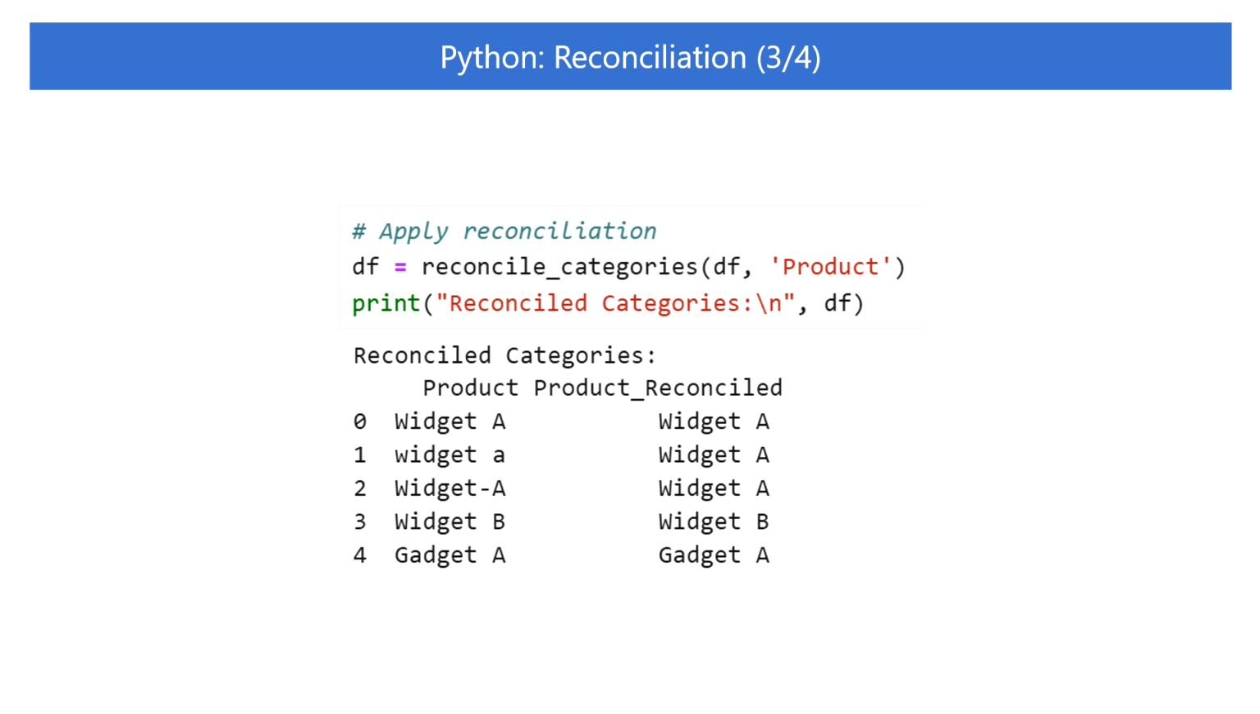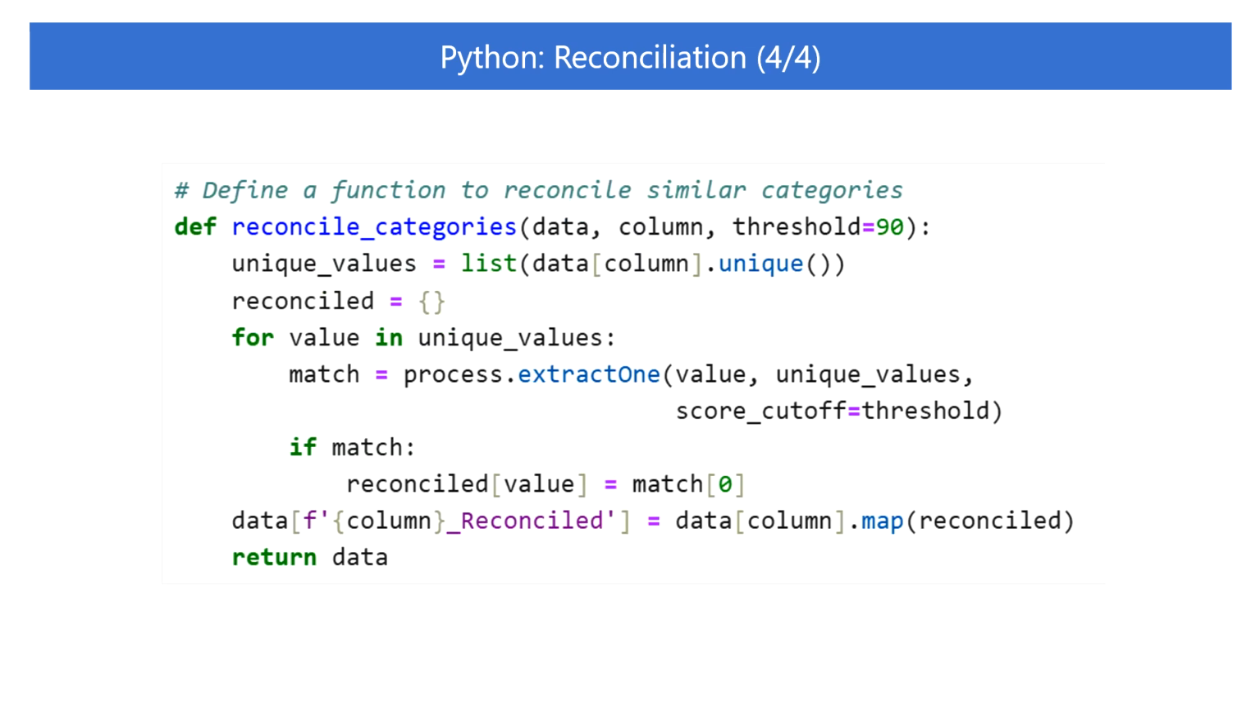Next, apply the function to the product column of the dataset. Then, print the updated data frame to show the original product names alongside their reconciled version in the new column. You may wonder why similar categories were merged into widget large A instead of widget small a or widget -a. The reason lies in how the FuzzyWuzzy library, specifically the process.extractOne function works. Here's a detailed explanation.